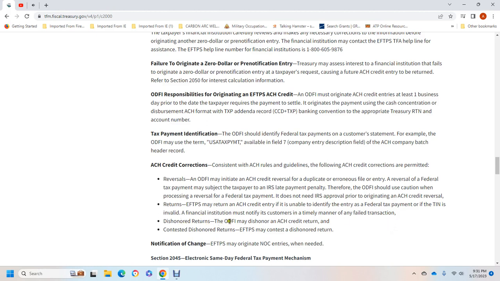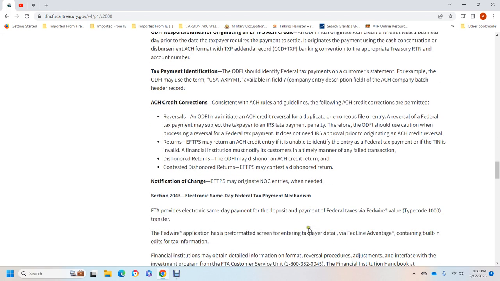Dishonor returns: the ODFI may dishonor an automatic clearinghouse credit return. Contested dishonor returns: the electronic federal tax-paying system may contest a dishonor return. Notification of change: the electronic federal tax-paying system may originate NOC entries when needed.